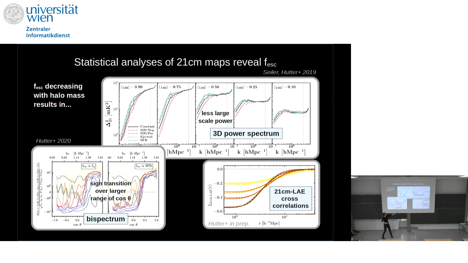The third one, which is also very promising, is cross-correlating the 21 centimeter signal with Lyman alpha emitters. Lyman alpha emitters you will only see when they are in ionized regions. So this is basically a direct measure: how large is the ionized region around a Lyman alpha emitter or a galaxy?